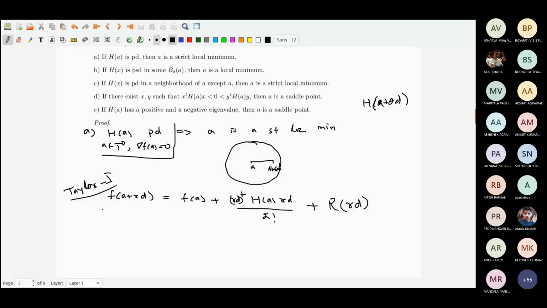So let me take the eigenvalues lambda 1, lambda 2, lambda n. These are the eigenvalues of the Hessian matrix written from smaller to larger. Lambda 1 is the smallest, but all of them are positive, no problem. Okay, is HA symmetric? Yes, HA is symmetric.